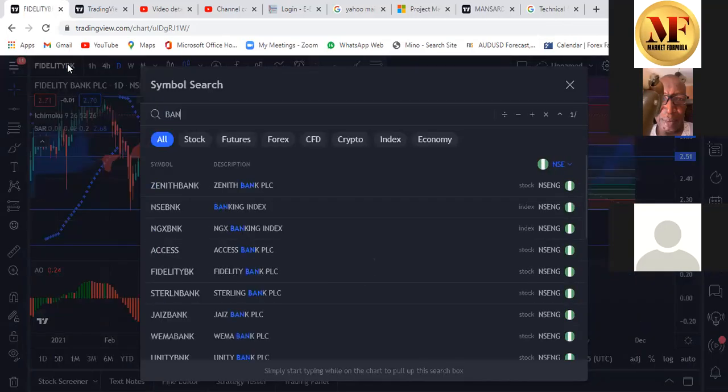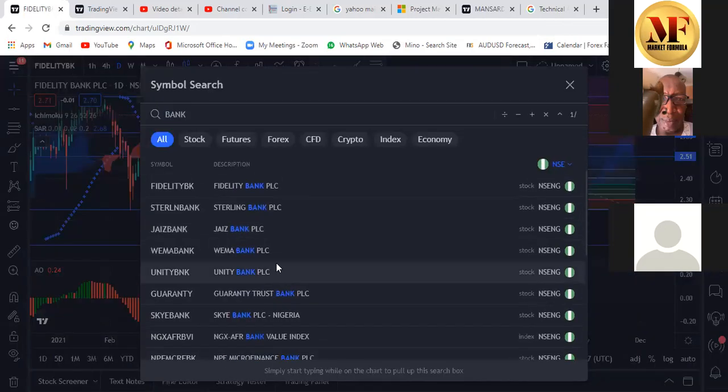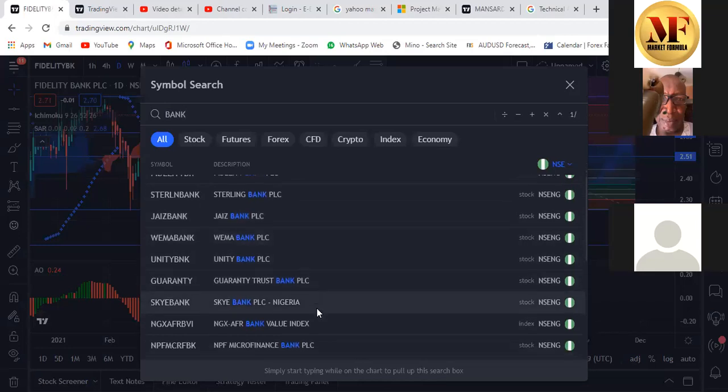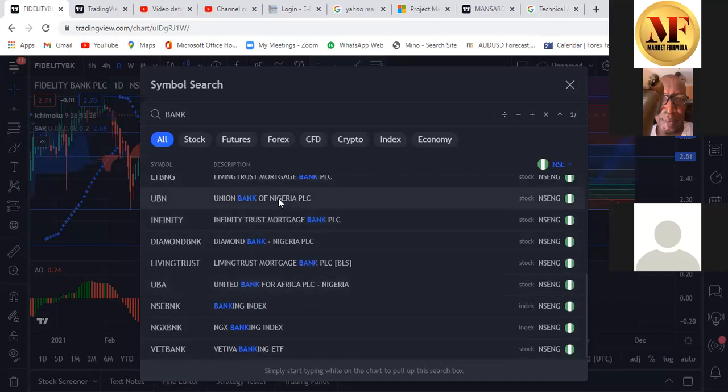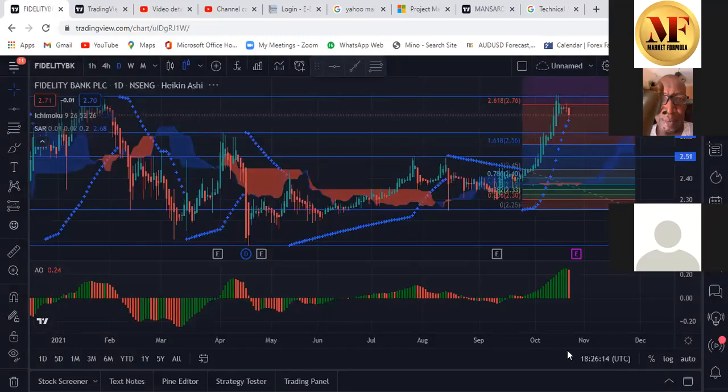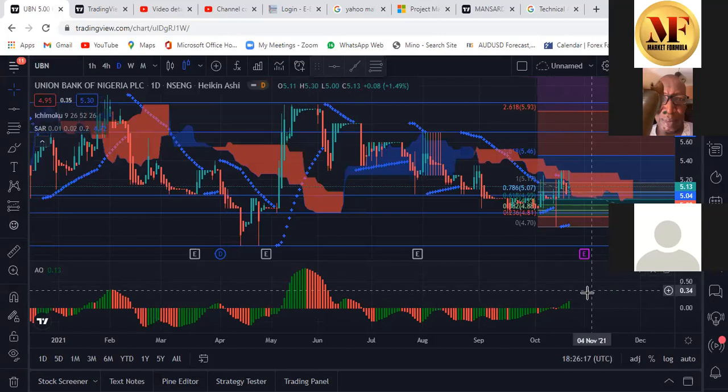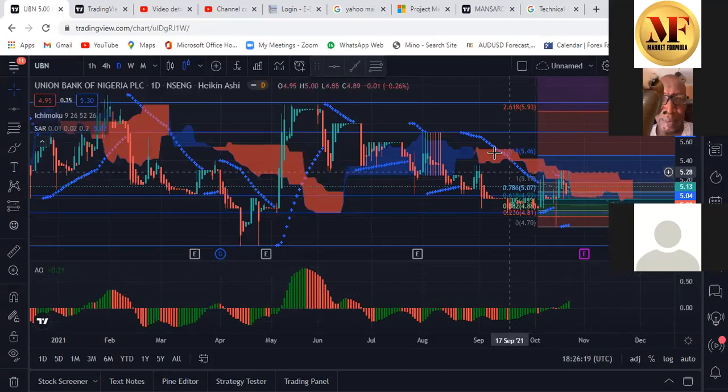Let's look at another. Which other bank? Union Bank. Wow, Union Bank, good for entry now. It is good for entry. The trend is down. Trend is about to change.